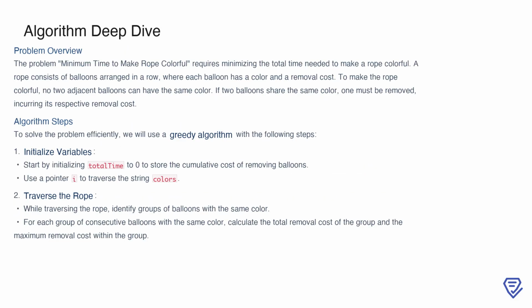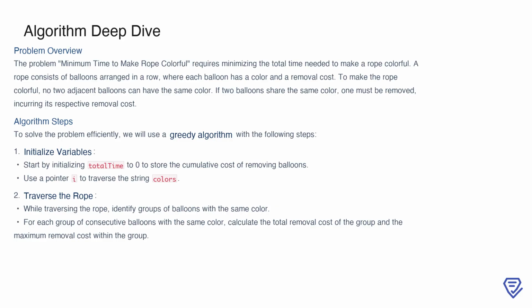The problem, Minimum Time to Make Rope Colorful, focuses on minimizing the time required to make a rope visually appealing. Here, the rope is represented as a sequence of balloons, each associated with a color and a removal cost. The key requirement is that no two adjacent balloons can share the same color. To achieve this, if two or more consecutive balloons have the same color, we must remove some of them, incurring their respective removal costs. The aim is to minimize this overall cost while ensuring that adjacent balloons have distinct colors.